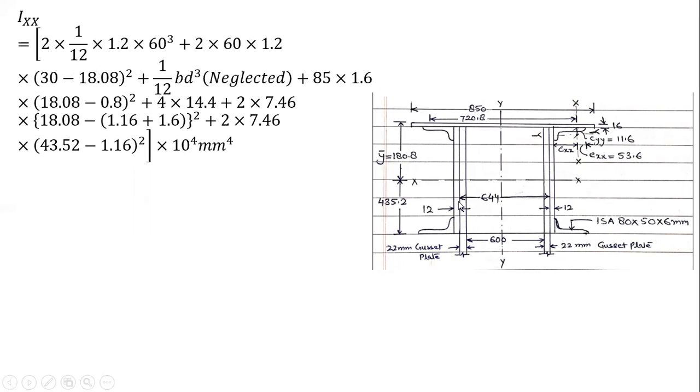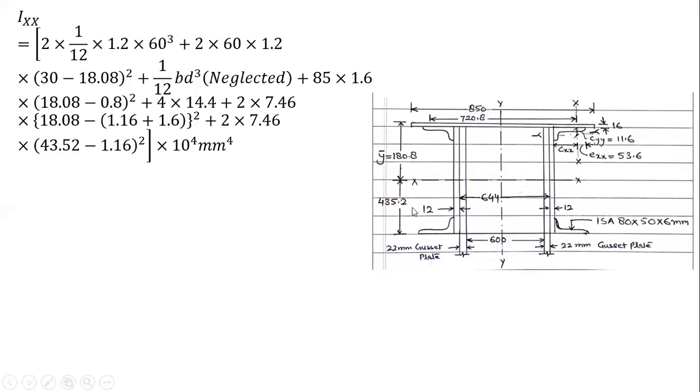So 1.2 is this one. D cube is how much? 600 millimeter, so that is 60 cube. 1 by 12 BD cube plus twice into area, because this section is now unsymmetrical because of this plate here. So that's why I have to use the parallel axis theorem. So twice into area, 60 into 1.2 into h bar square.